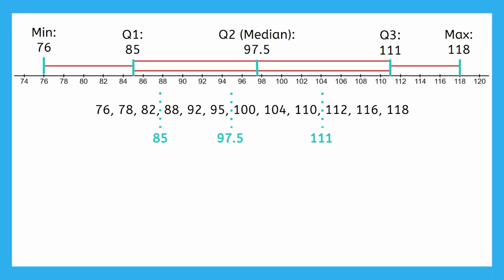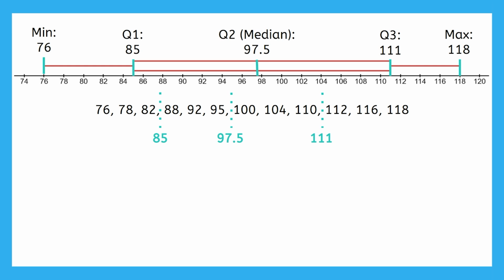Yeah, their spreads are different. The third section, from 97.5 to 111, for example, has the largest spread out of all the sections. It has a spread of 13.5, while the fourth section, from 111 to 118, only has a spread of 7. That's why this third section is almost double as long as the fourth section, despite both representing 3 numbers.